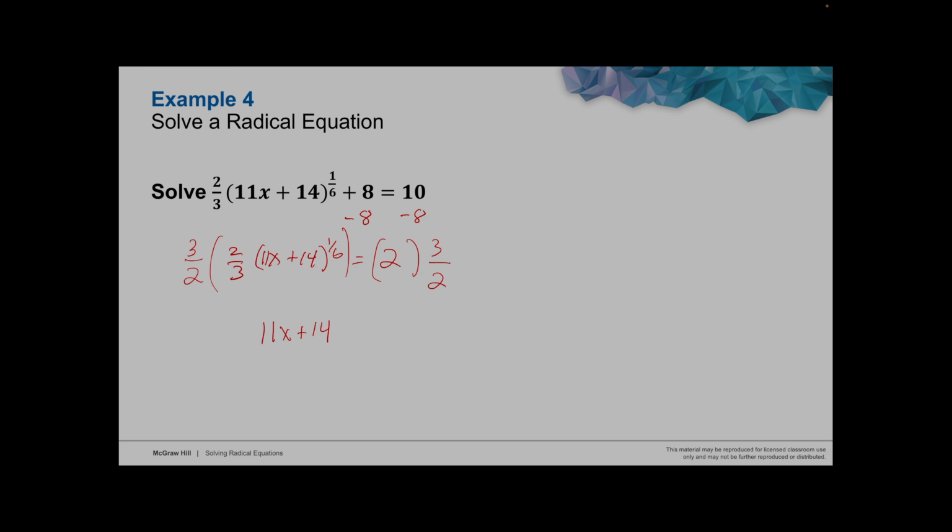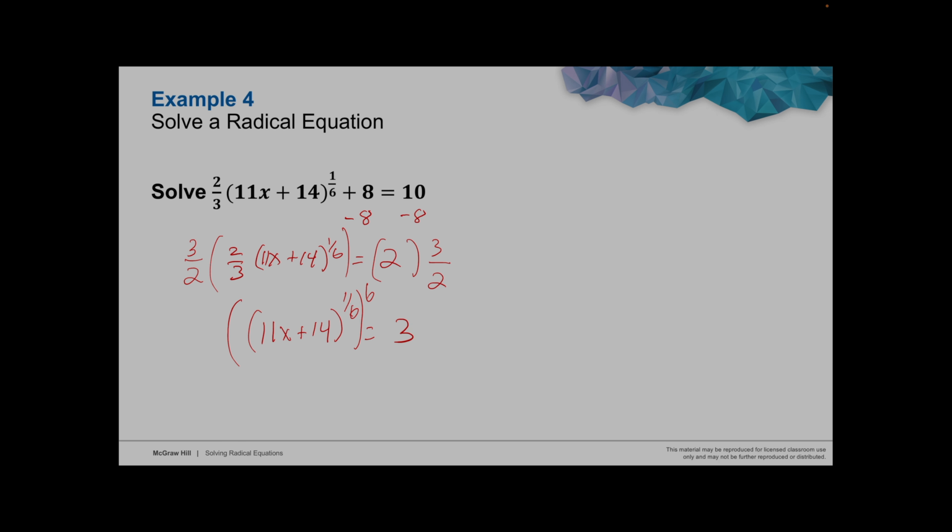Now, what power can I take this to? The 6th. Okay, I'm going to raise this to the 6th power. It's the reciprocal of this. If this is 2/3, take it to the 3/2 power. If this is 3/4, take it to the 4/3 power. Whatever this is, you just need to raise it to its reciprocal's power. Because when you multiply by its reciprocal, you just get 1. So we're taking that to the 6th, we're taking that to the 6th.